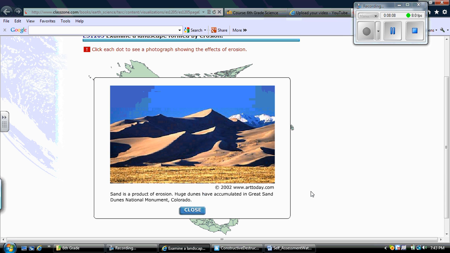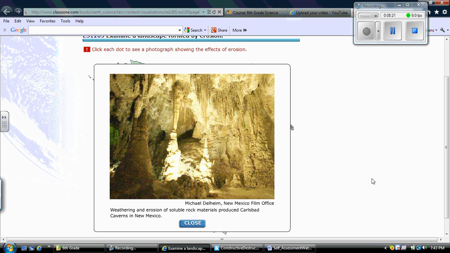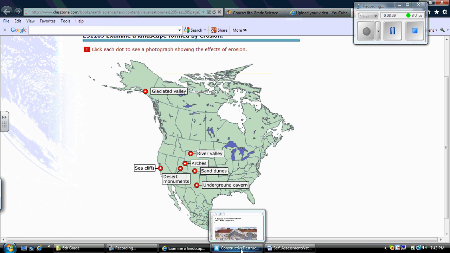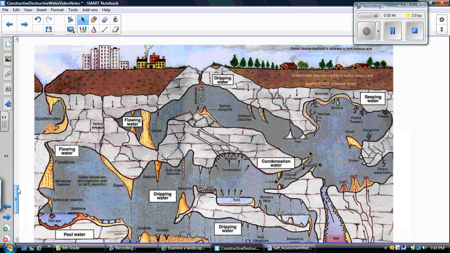Sand dunes. Sand is a product of erosion. Huge dunes have accumulated in Great Sand Dunes National Monument in Colorado. Underground caverns. Weathering and erosion of soluble rock materials produce the Carlsbad Caverns in New Mexico. This is where water has weathered and eroded the rock to form underground caves. Okay, so this is an example of cave formation, flowing water eroding underneath to create a system of caves.